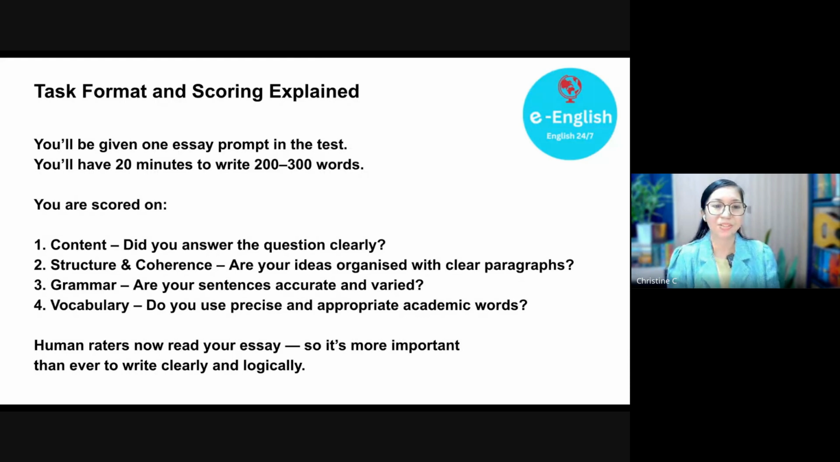Vocabulary is also very important here. Were you able to use precise and appropriate words? For the PTE essay, you'll be scored on how well-versed you are with academic vocabulary, depending on the writing prompt. So basically that's it. If you're talking about precise words, were you able to use precise words like employability instead of jobs, for example?